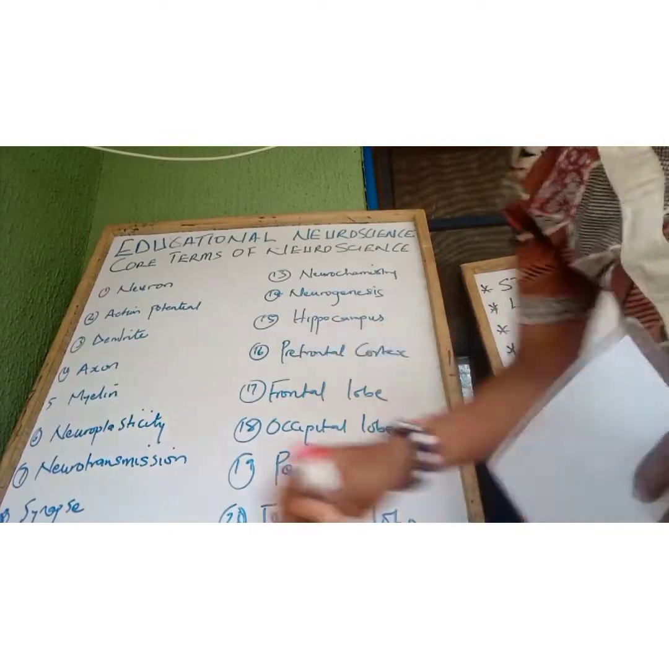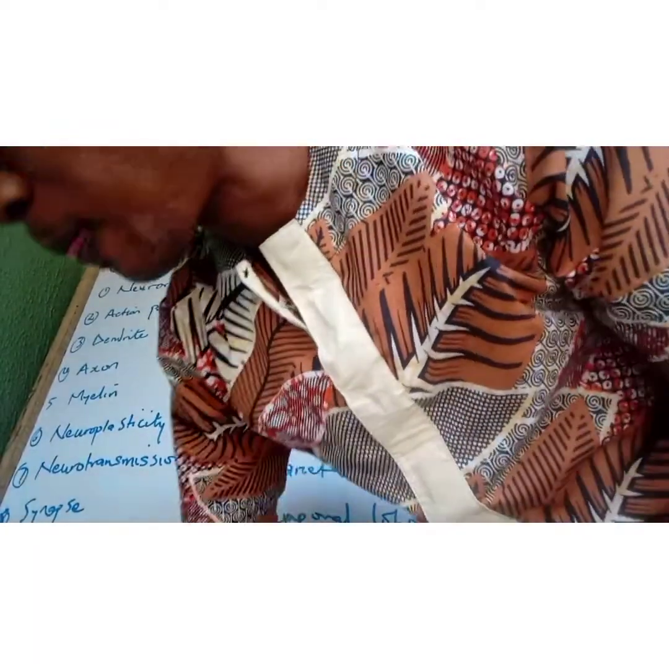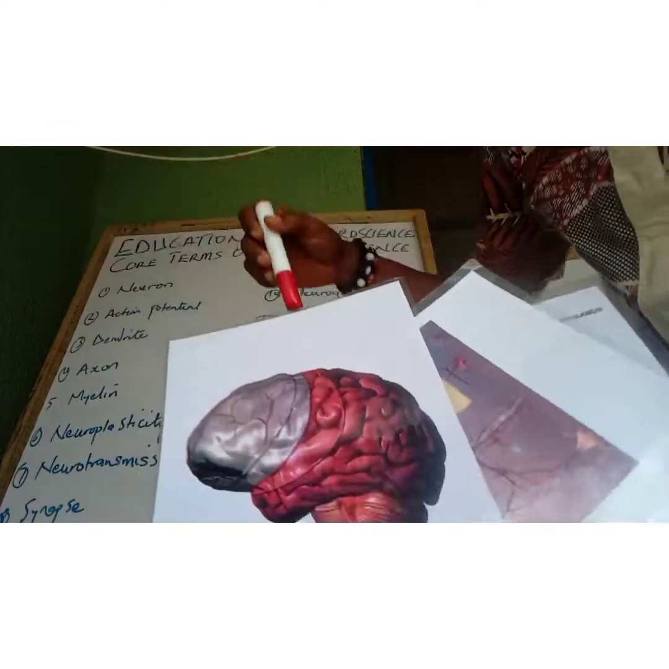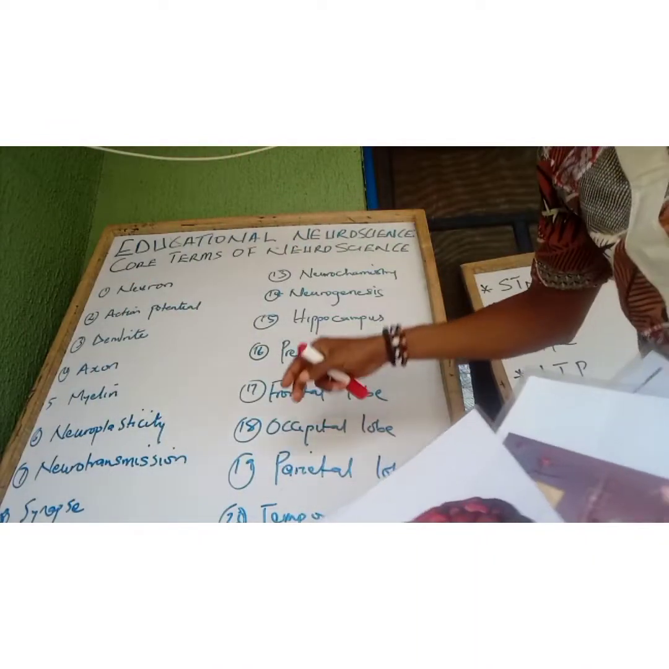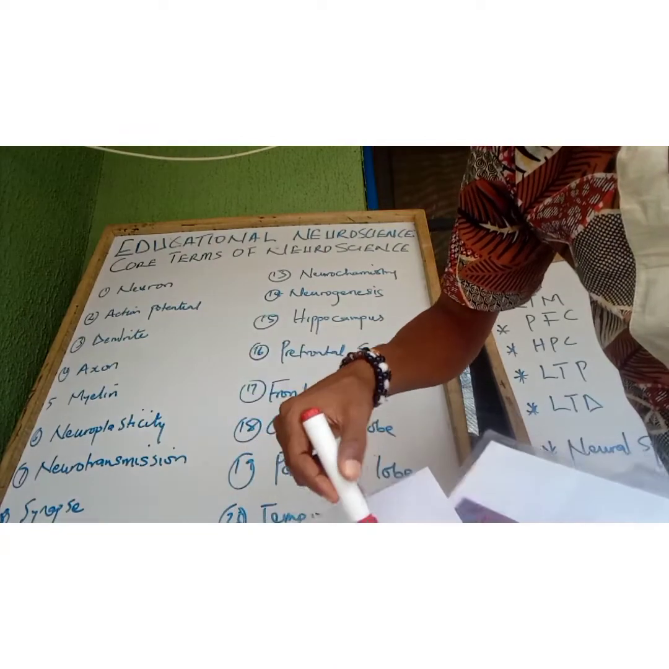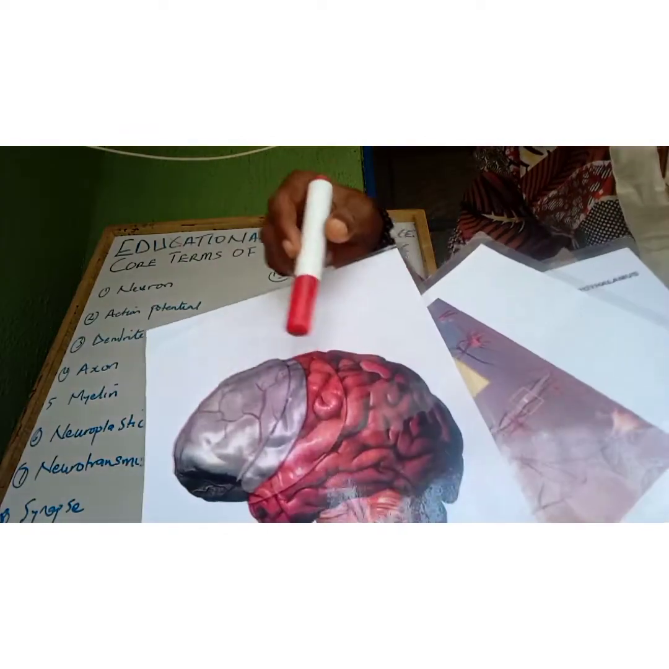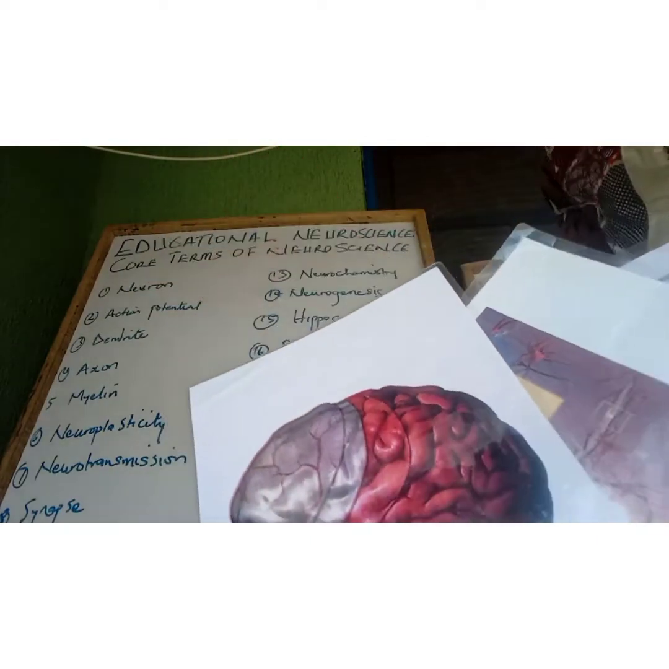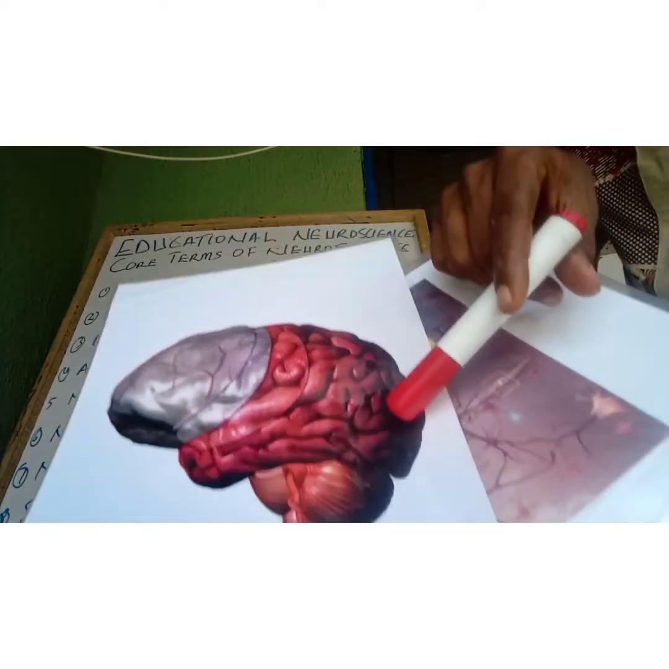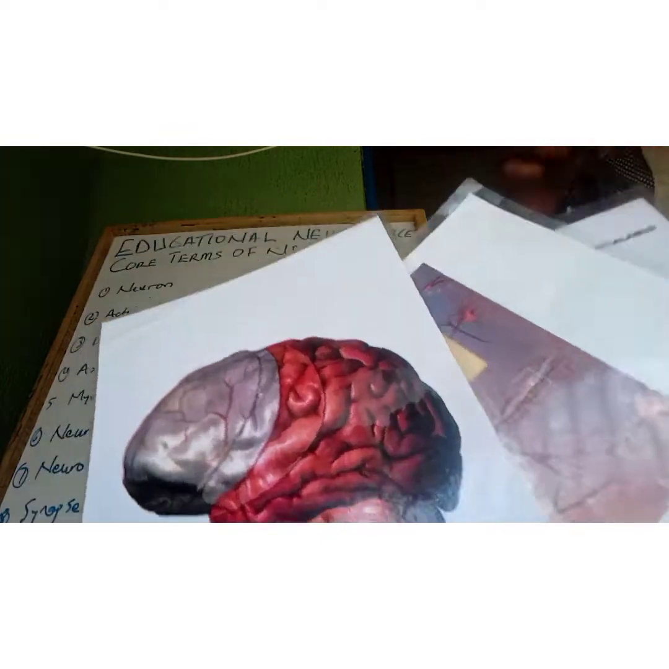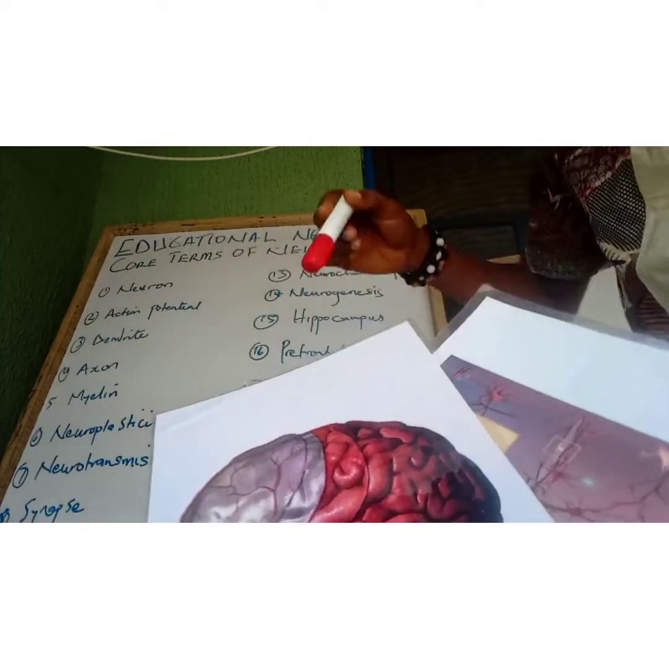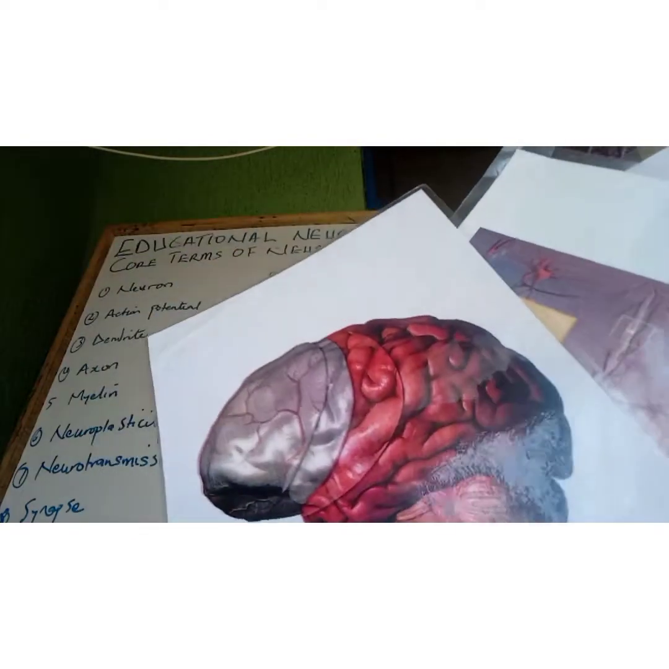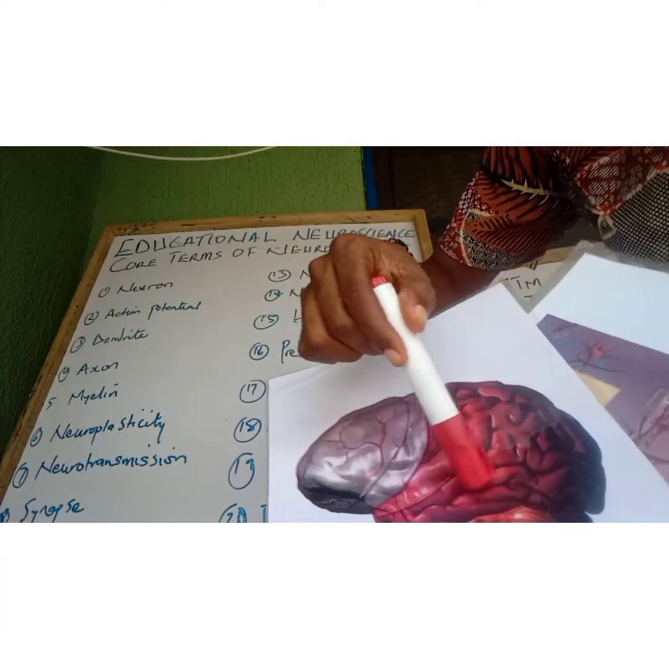Then the prefrontal cortex. It is part of the frontal cortex. Then the frontal cortex is just this bigger part of the brain. This bigger part of the brain is known as the frontal cortex. Then the occipital cortex is just the back of the brain. The parietal cortex, this top of the brain, is called the parietal cortex, while this part is called the temporal cortex.